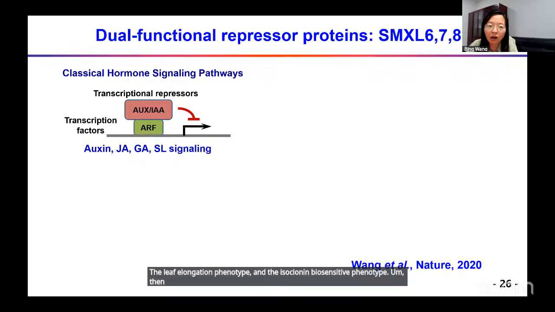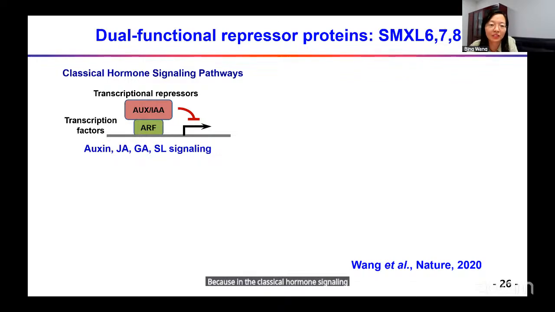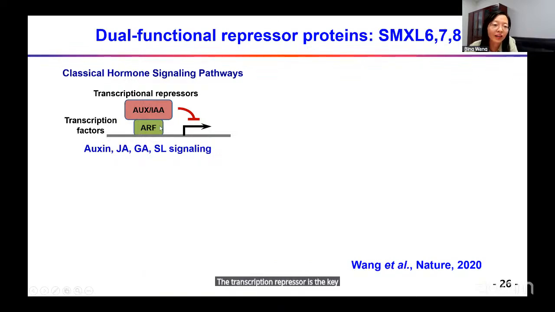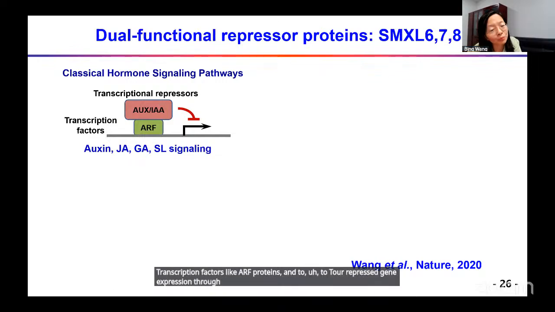Then we wanted to know how signal perception links to the responsive genes, that is, the repressor proteins. Because in the classical hormone signaling pathways, including auxin, jasmonic acid, gibberellin, and the strigolactone pathway, people think that the transcription repressor is the key component, and this repressor protein must bind with transcription factors like ARF proteins, and repress gene expression by repressing the function of the transcription factor. That is the classical idea.